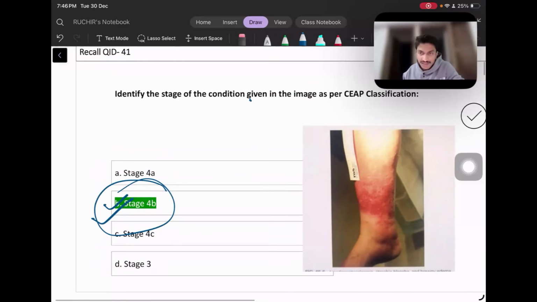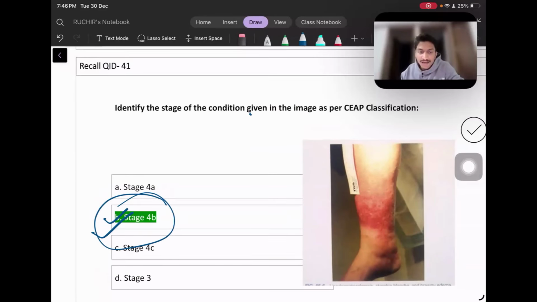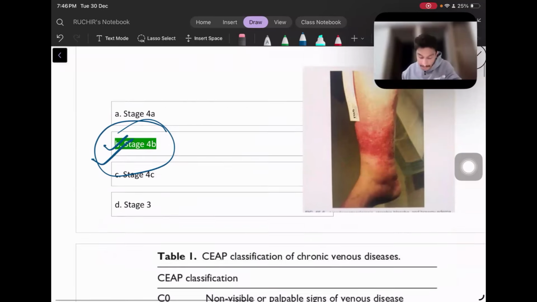I hope the question stem and the options are okay. Any discrepancy or any changes, please let me know right now. Any issues or discrepancy in this question? Right. Moving on to the next question.